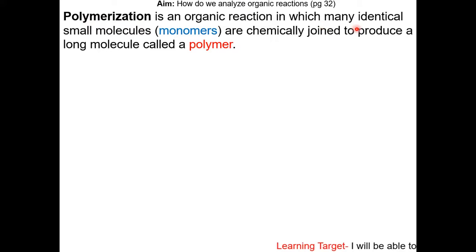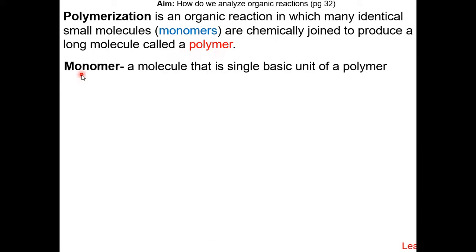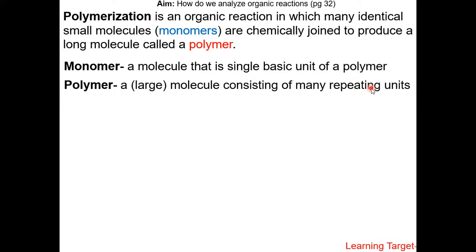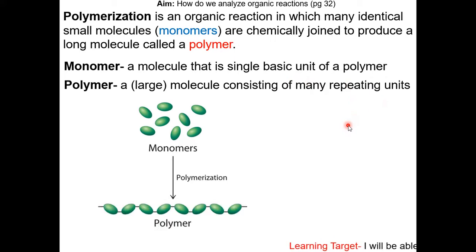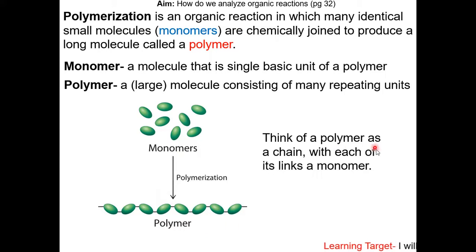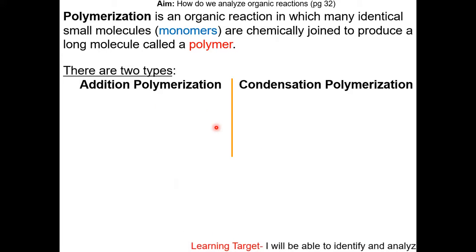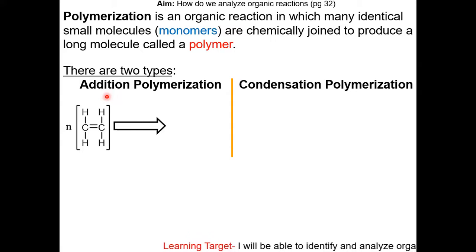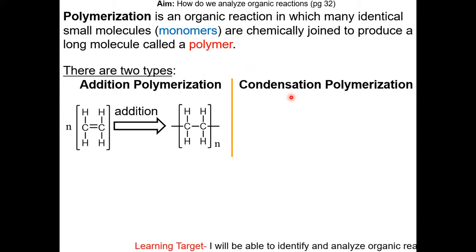Polymerization is when many identical small molecules, called monomers, are chemically joined together to produce a long molecule called a polymer. A monomer is a molecule that is a single basic unit of a polymer. A polymer is a large molecule consisting of many repeating units. Here's a diagram illustrating the monomers being bonded together to form the polymer. Think of the polymer as a chain with each of its links a monomer. There are two types of polymerization: addition polymerization and condensation polymerization.